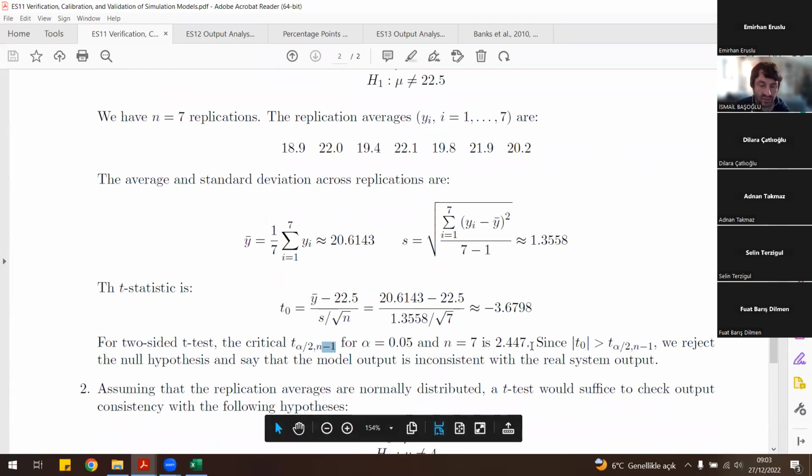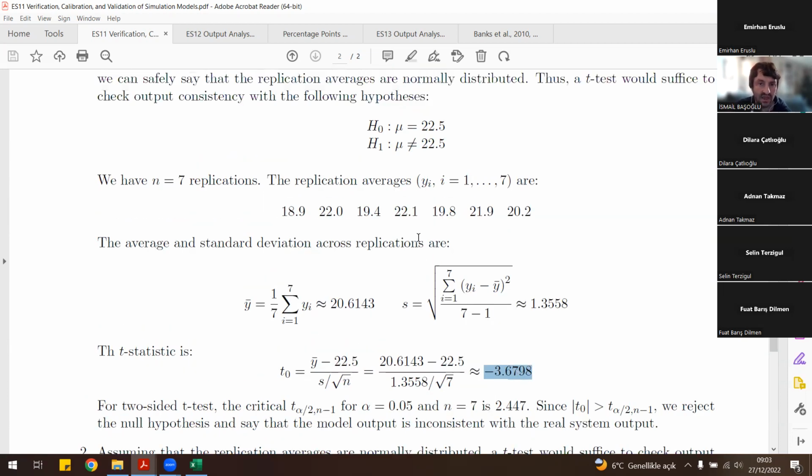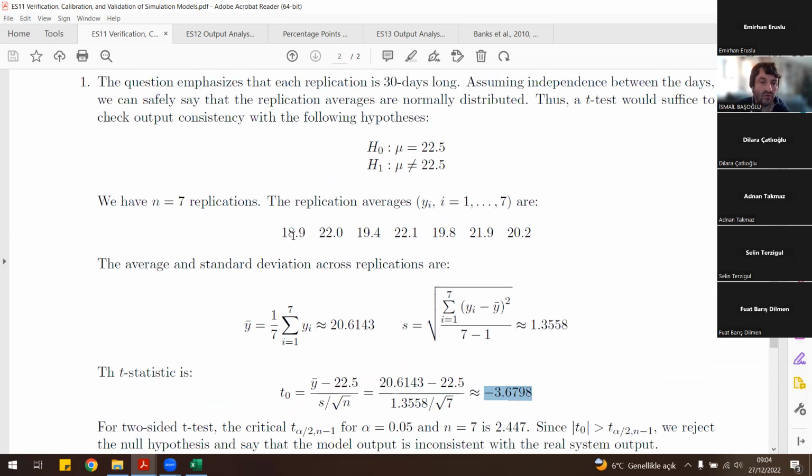The solution here is consistent with the t-table result, and we can say that the absolute value of our t statistic is definitely greater than the critical t value here, which indicates that there is enough evidence to reject the null hypothesis, which means there is no way, with these replications, with this simulation model, of saying that the number of jobs in the system in the simulation model is averaged at 22.5, my friends.